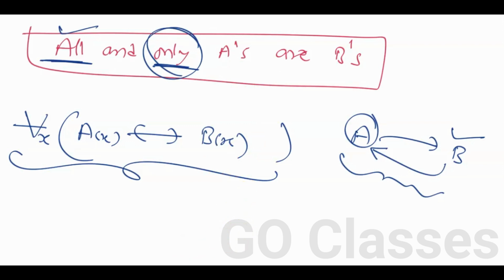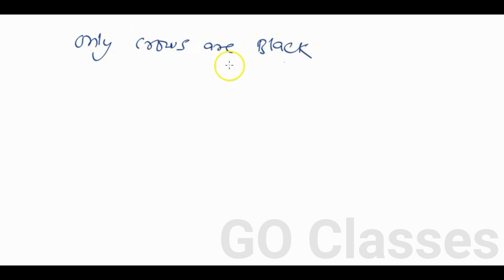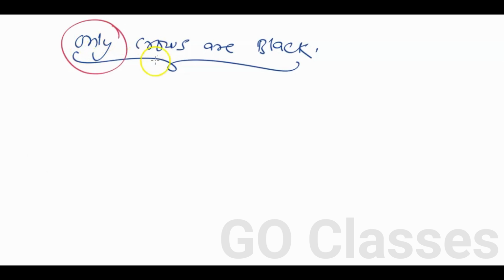And let's see the last template, that is only crows are black. Let's see this. Only crows are black. What does this statement mean? First of all, understand this. It means if it is not crow, then it is not black. So I can say if it is not crow, then it is not black.